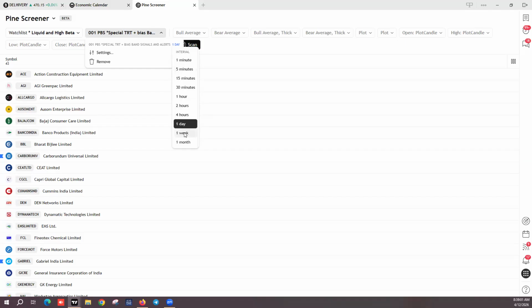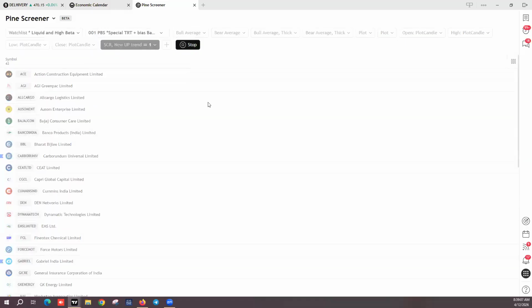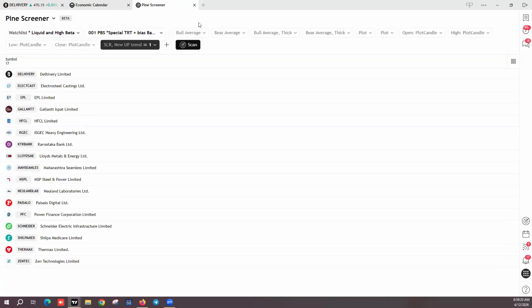And if I want to check which stocks are changing to green color on the weekly time frame, it will show me the list immediately. For those who are investors and want to invest for long term, this screening can be very useful, and you don't have to do the screening every day. This will be once a week. Okay, so there are 17 names: Delivery, Electcast, EPL.